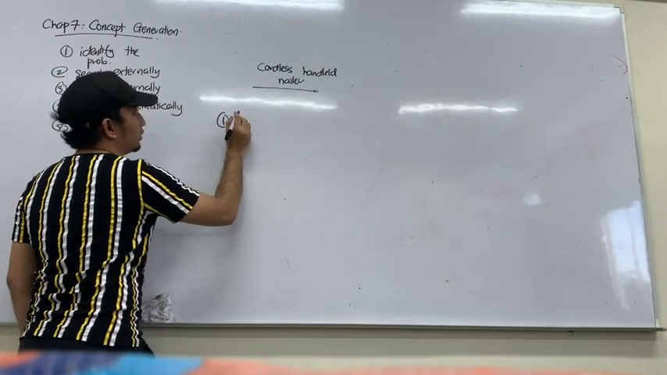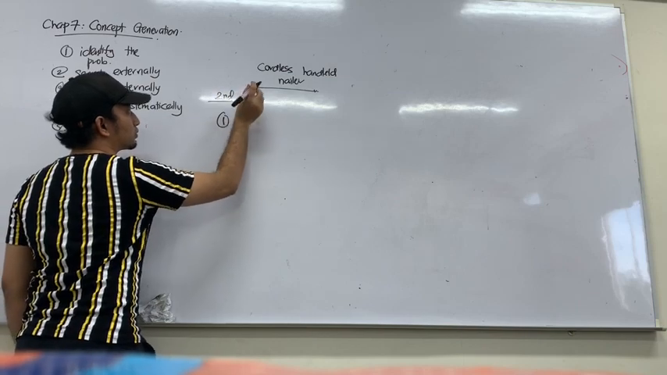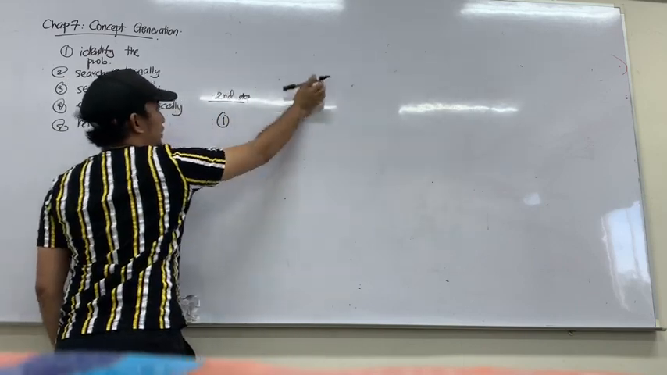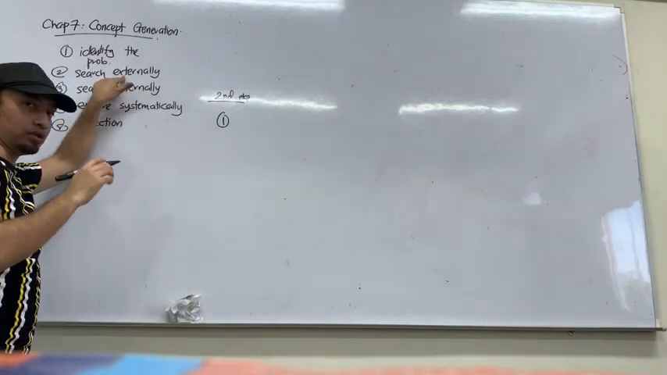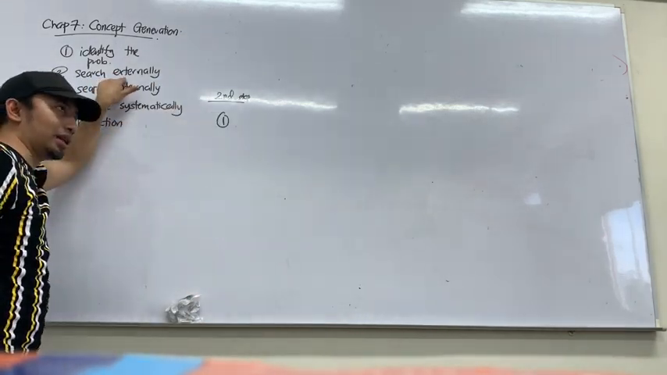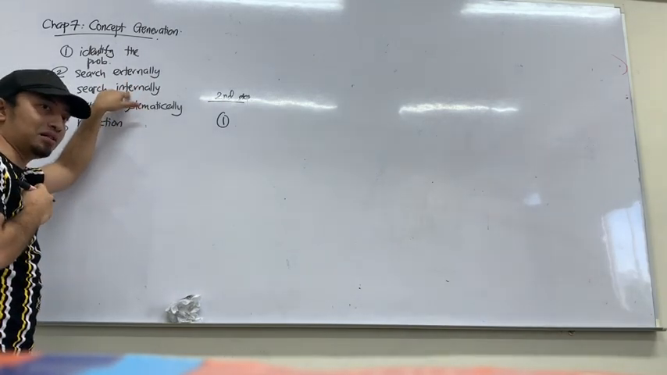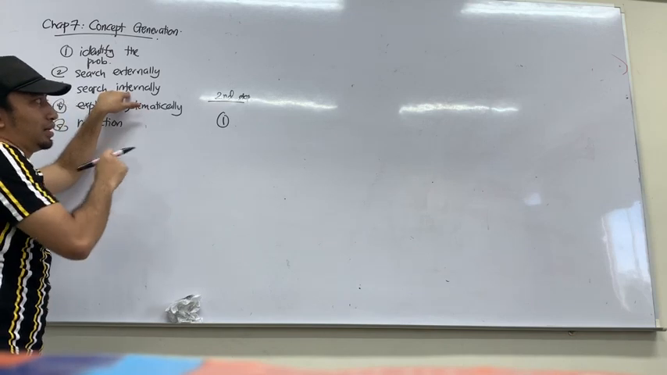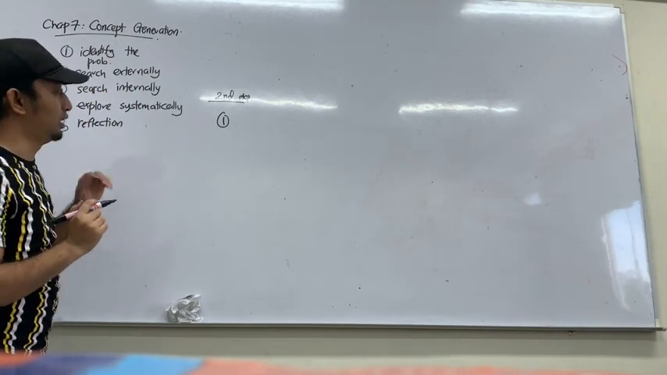Number 1. Okay, the second step is search externally. External ni apa? Maksudnya keluar, cari maklumat di luar. Okay. Kalau search internally, cari maklumat kat dalam company saja. Okay. Second step is try to find, search the information externally.